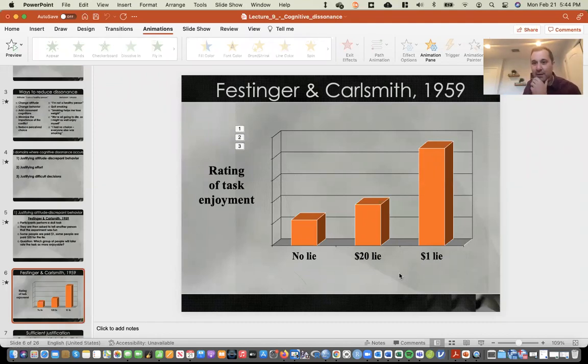So what's happened in this study is that both the people in the $20 lie condition and the $1 lie condition experienced cognitive dissonance when their behavior didn't match their attitudes. But the people in the $20 condition had a good reason for why they did it, whereas the people in the $1 condition did not. And so they, in particular, had to justify their decision to lie to someone, which they did by convincing themselves that they actually liked the study.